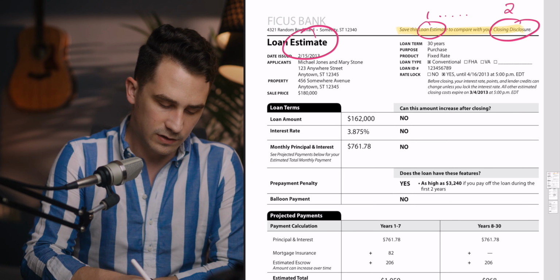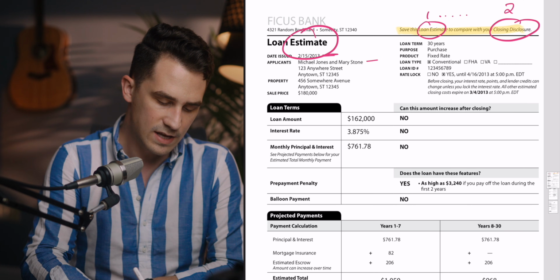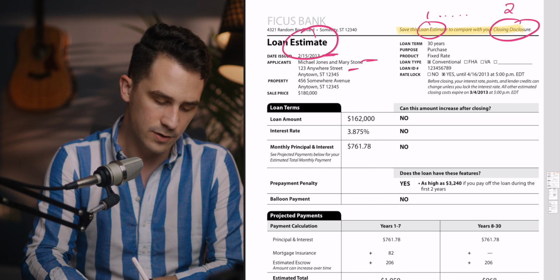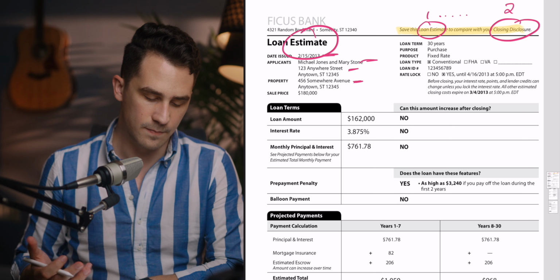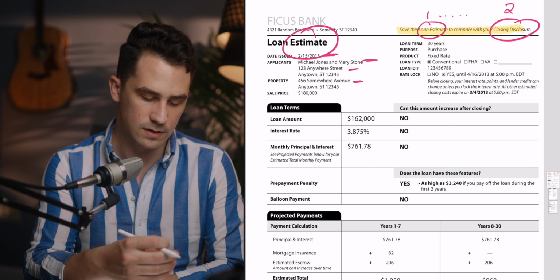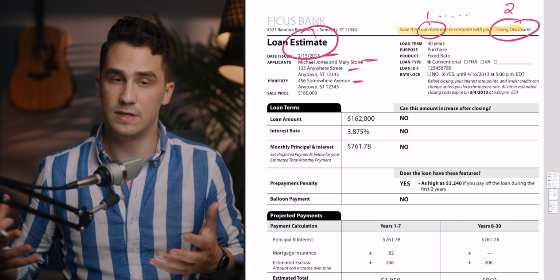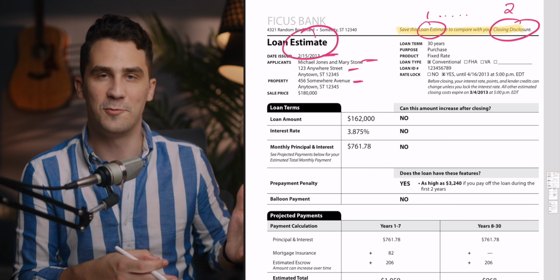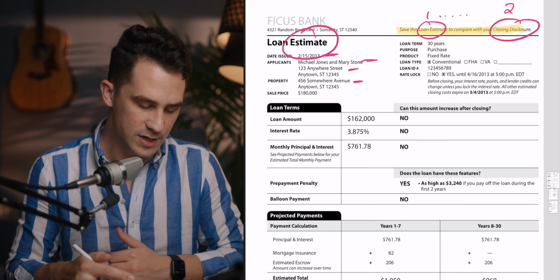Okay, so let's start on the left here. It's going to talk about the date issued. Nothing too crazy here. Who's the applicant? So just double check your name, your address. Also double check the property as well. So make sure that all the details in here are correct. The city is correct, everything like that, because there can be some clerical errors that happen. Of course, we don't want to purchase and get a mortgage on a house that we're not buying. So double check this here.